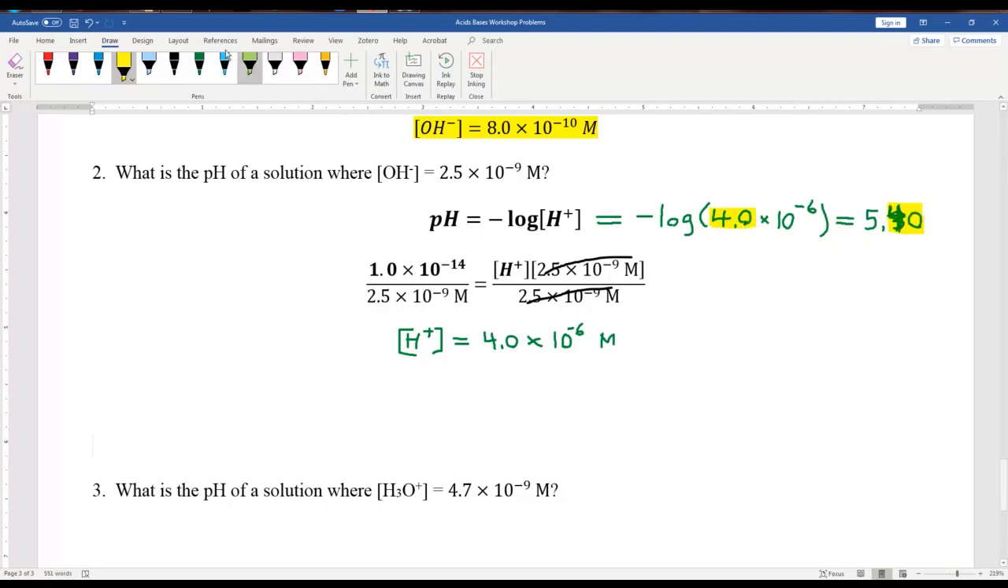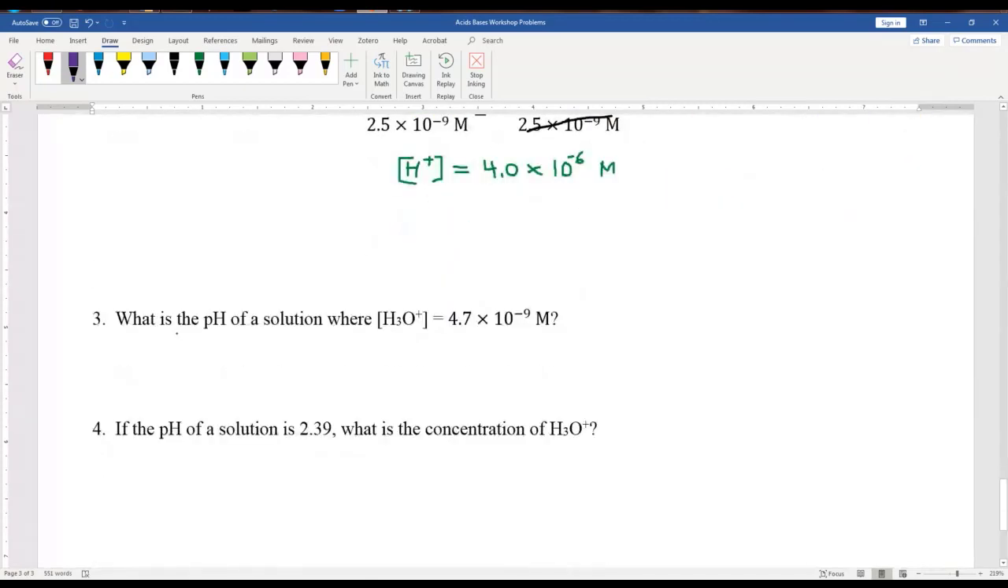So this is your answer right here, 5.40. That would be the pH of the solution. Are you supposed to put M to it again, molarity, or just? Nope, there's no unit. Logarithm is a unitless quantity. Even though this technically is molarity, logarithm is a unitless quantity.